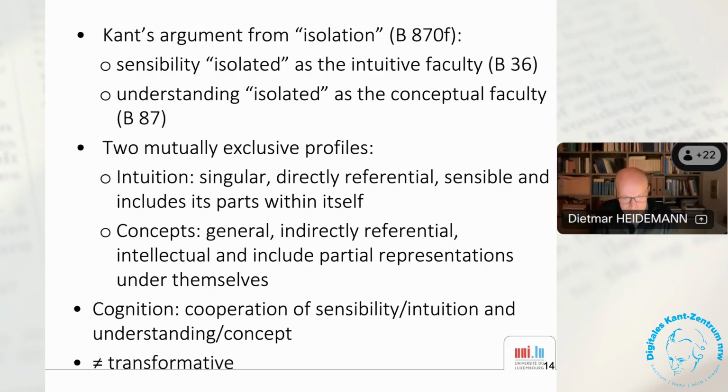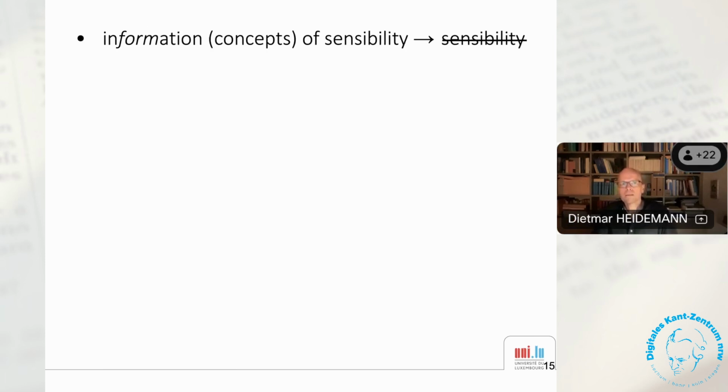So there is no transformation going on in Kant, I think, since if we think of information in that radical sense, of sensibility by concepts, we're not talking about the kind of sensibility as Kant lays it out in the Transcendental Aesthetic. It's a different kind of sensibility, but certainly not the kind of sensibility that Kant tries to argue for there.